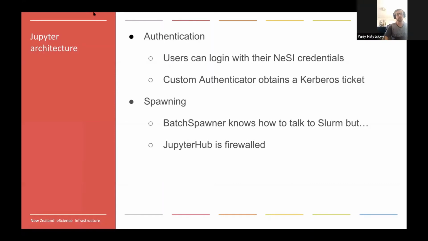Okay, so the requirements that we had for our custom JupyterHub instance is that we want the users to log in with their NESI credentials, including the second factor. A basic JupyterHub install supports PAM authentication out of the box. However, it doesn't let you check anything other than the password. So we had to implement our own library for that. That library also requests a Kerberos ticket on the user's behalf that we will use later on.